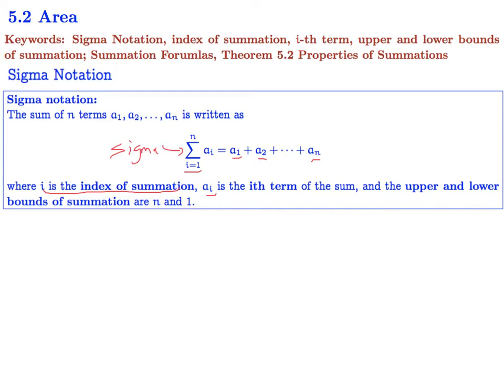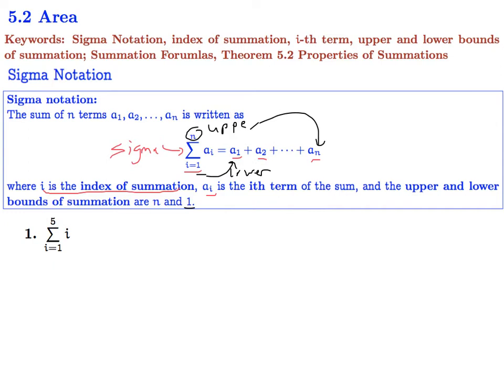In this case, our upper bound here is going to be n. It tells us when to stop. And our lower bound in this case is 1. It tells us where to start. So I know this looks a bit confusing, but let's look at some examples, and I think it'll make more sense. So here's our first example.